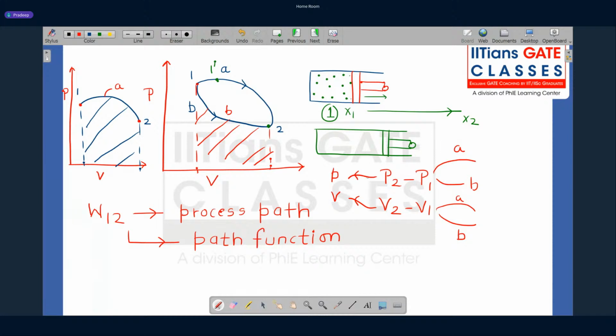Is the value of the property change dependent on the path or independent of the path? Let us say if I calculate from path A, I will get the answer P2 minus P1, and from path B also P2 minus P1. If the pressure here is, let us say, 100 bar and this is 50 bar, and here the volume is, let us say, 1 meter cube and this is 2 meter cube, if I calculate from here, I will again get 50. Here 50. Here I will get 1, again 1.